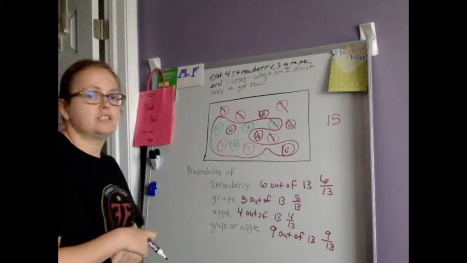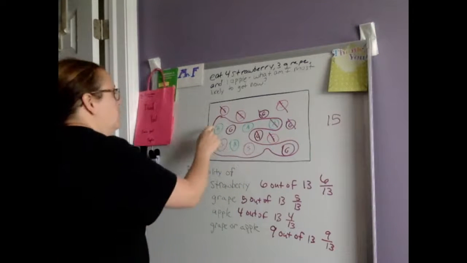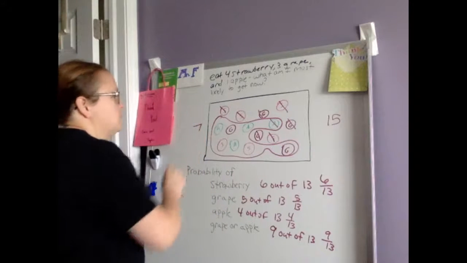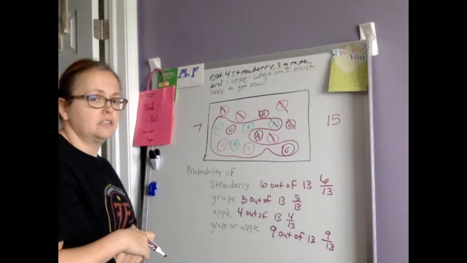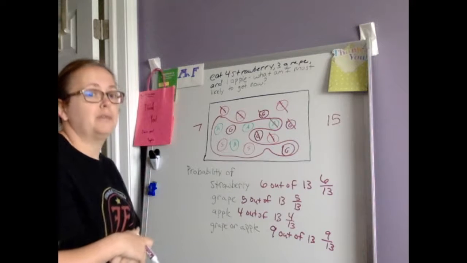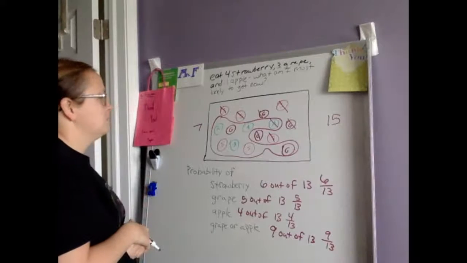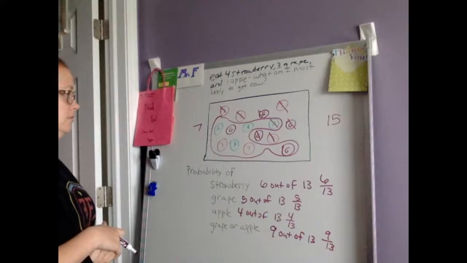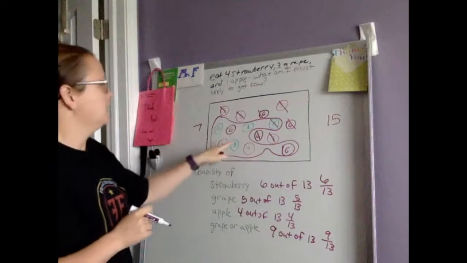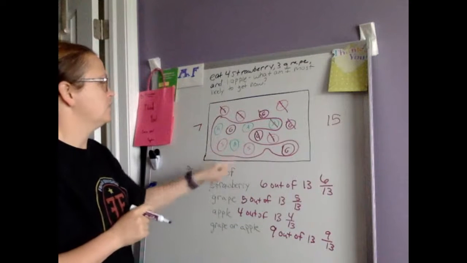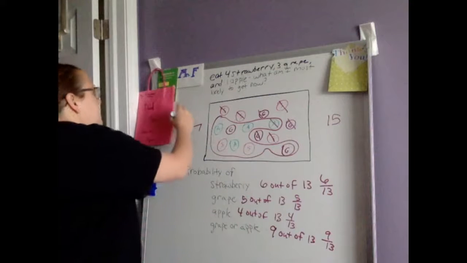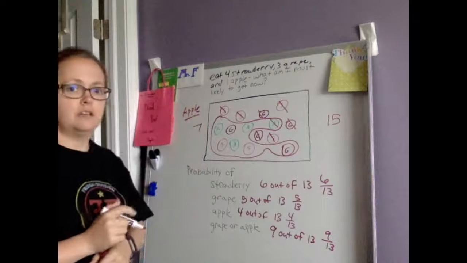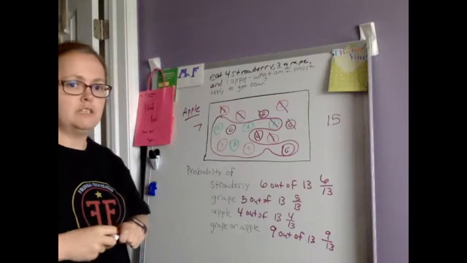So my first question is still, how many pieces do I have? 1, 2, 3, 4, 5, 6, 7. So in this new problem, I have 7 pieces. So I don't have 15 pieces anymore because I ate some. Now I have 7 pieces. Now, which kind of piece do I have the most of? I have 3 apples, I have 2 grapes, and 2 strawberries. So now I know that I'm most likely to pull out an apple piece. Okay, so that's how you do this page today.